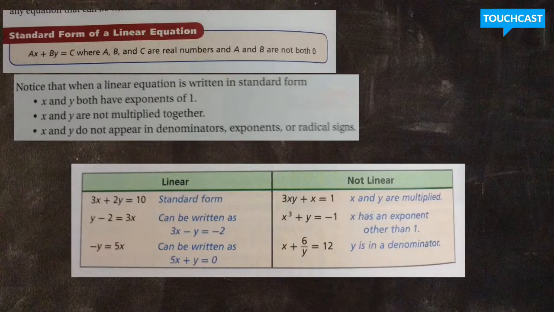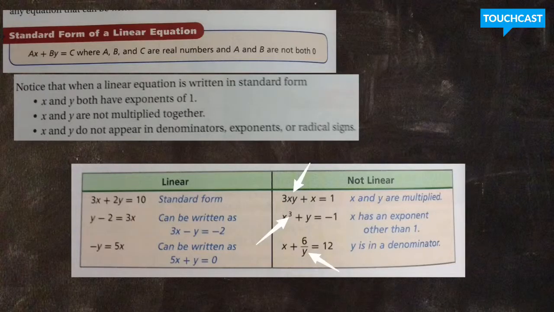Then some nonlinear equations. We have 3 times x times y plus x is equal to 1. But we are multiplying x and y right there. That makes this nonlinear. We've also got x to the third power plus y is equal to negative 1. The x has a power of 3, which makes it nonlinear. We've also got x plus 6 over y is equal to 12. Because y is in the denominator of a fraction, this is not linear.